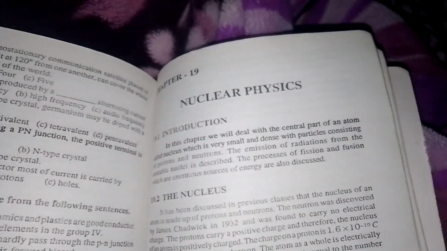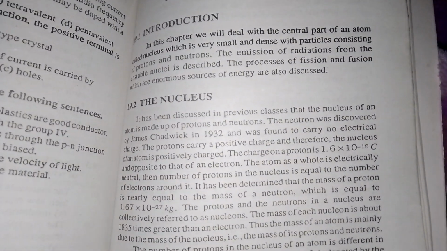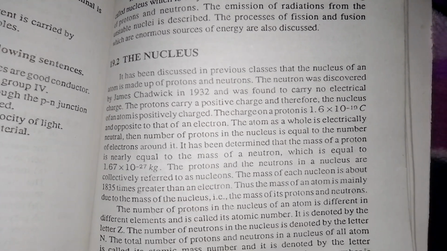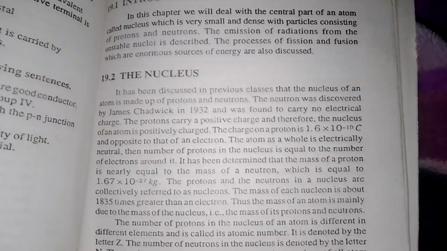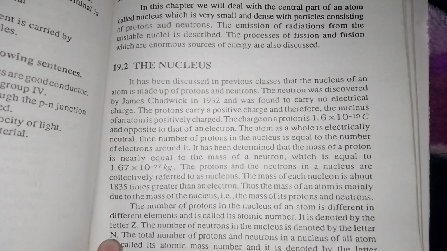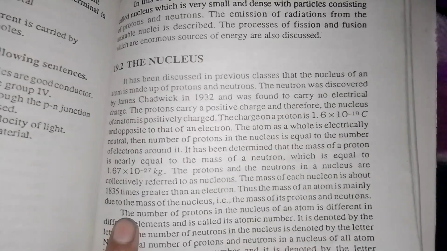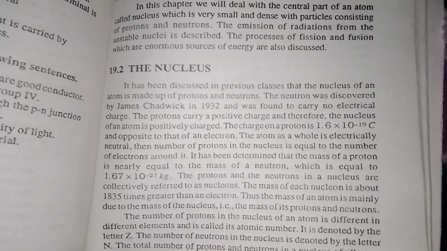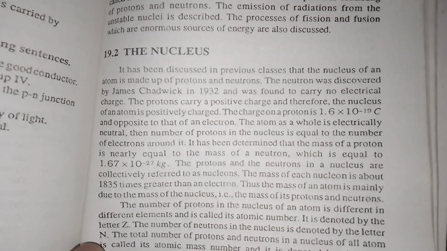It has been discussed in previous classes that the nucleus of an atom is made up of protons and neutrons. The neutron was discovered by James Chadwick in 1932 and was found to carry no electrical charge. The protons carry a positive charge, and therefore the nucleus of an atom is positively charged. The charge on a proton is 1.6 multiplied by 10 to the power minus 19 coulomb, and opposite to that of an electron.